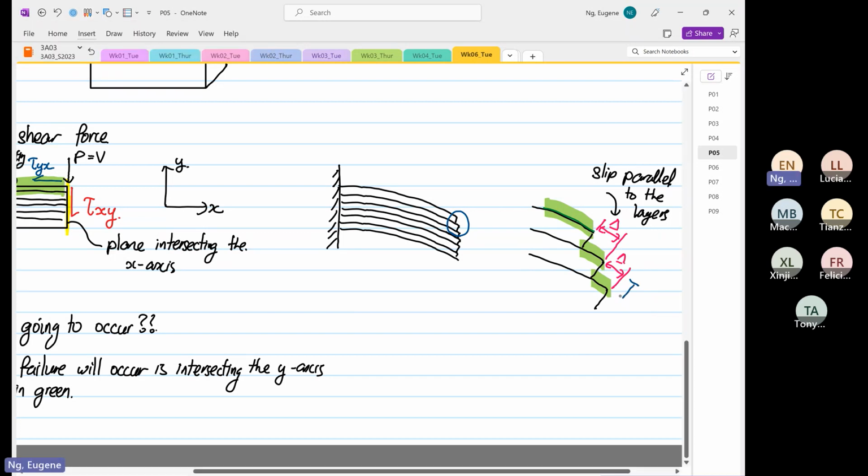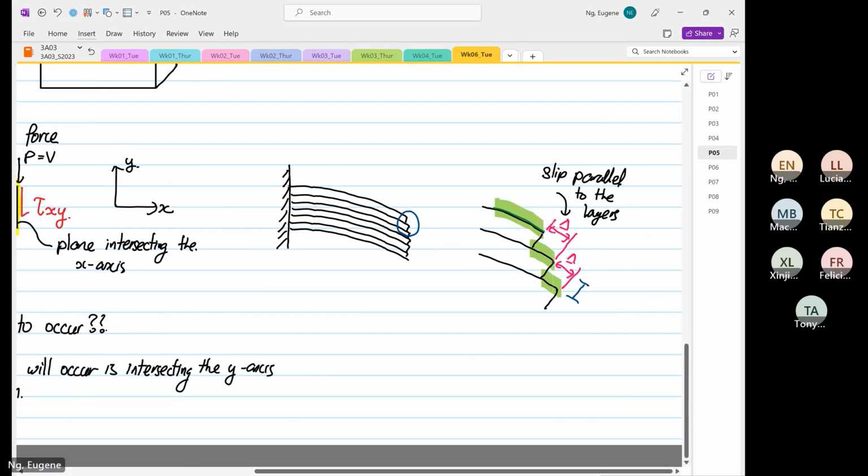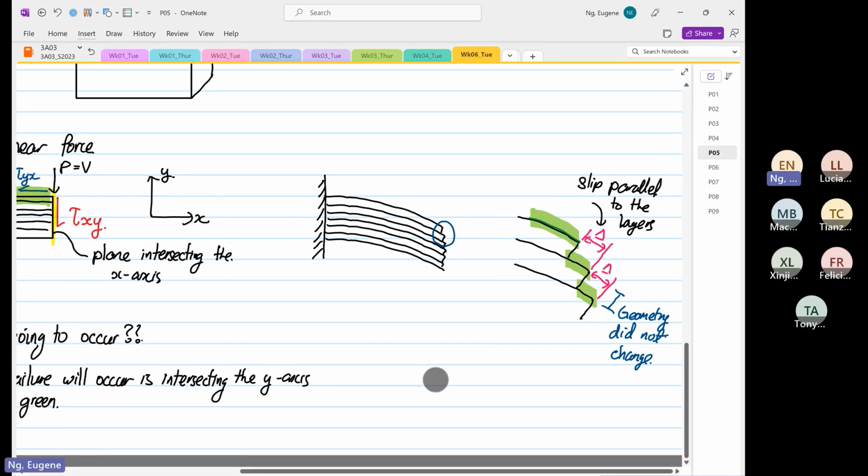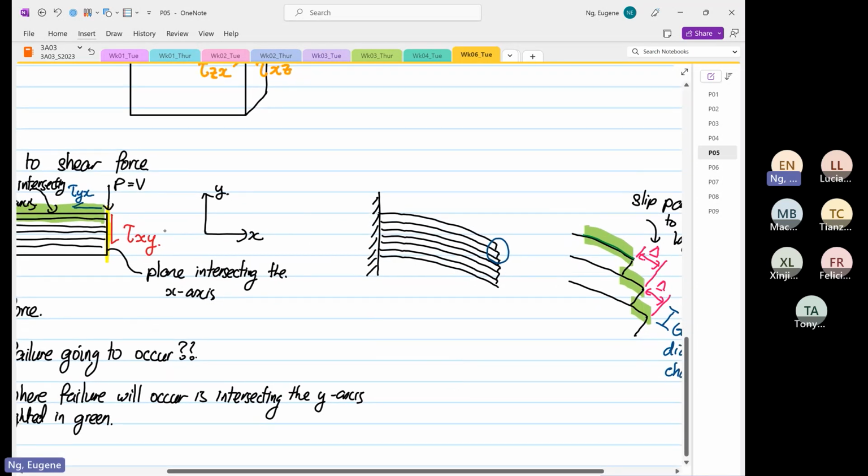Okay. And what you see at this height over here, this height over here, right? The geometry did not change, right? It did not change, right? So you ask me, Eugene, if that's the case, why are we calculating shear xy? Okay, so whatever we calculate, shear xy is in that direction. Okay, is in the direction of the shear force.